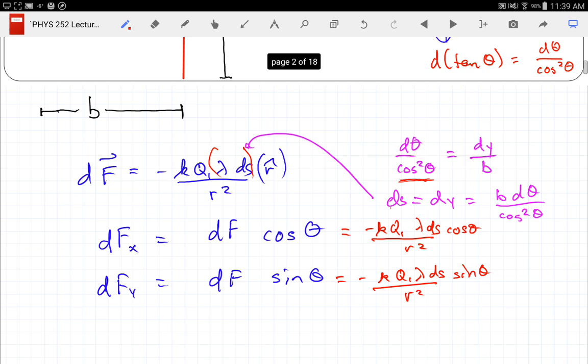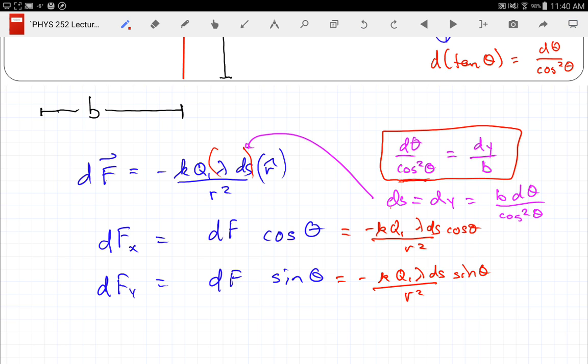Wait, so, go ahead. What do you mean by connection? D theta over cosine squared theta is equal to dy over b? Okay, this equation here, basically just cross multiply. Actually, just multiply both sides by b is what I did. Multiply this by b and this by b, and then those cancel. No, but how did you get to that equation? Oh. Why is d theta over cosine squared theta equal to dy over b?